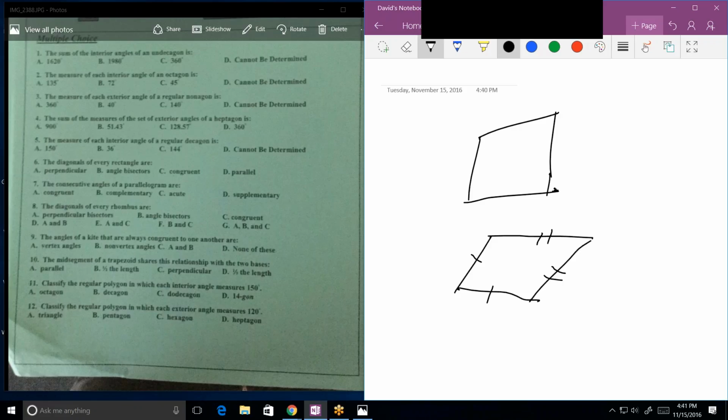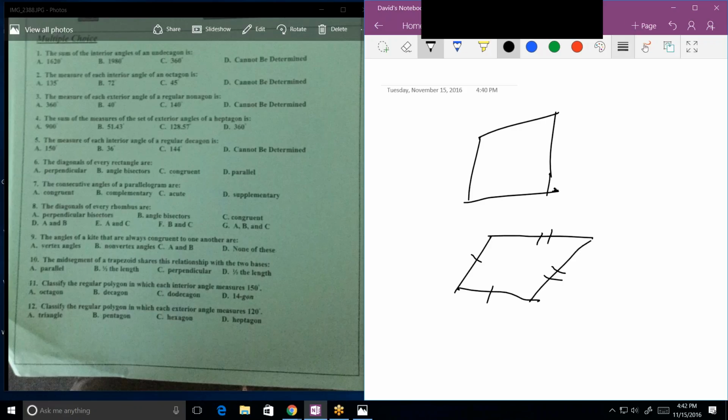Now, the question is, is a rhombus a kite? I'm not sure if a kite has to have this measurement different than this measurement. I think it does. A rhombus is not a kite. So you're saying if I draw a pure diamond, it's not a kite. Yeah, because kites don't have any parallel lines, and rhombuses have to.